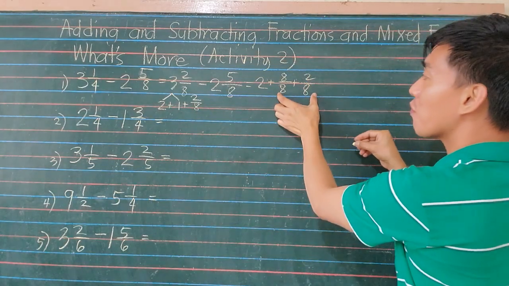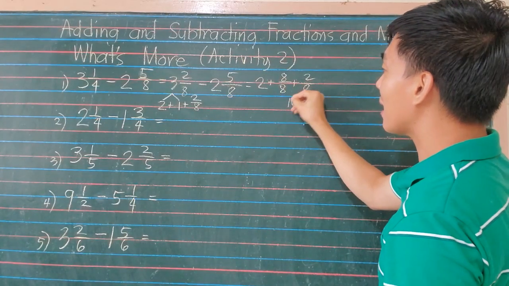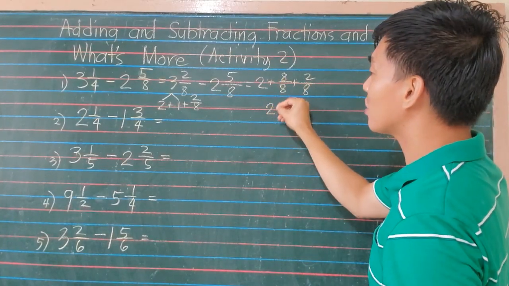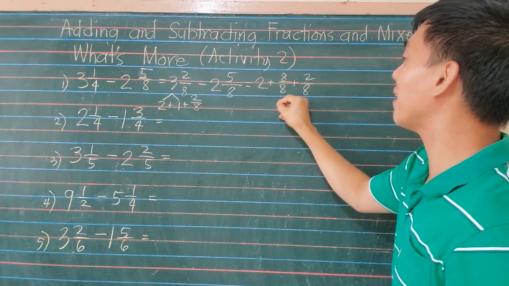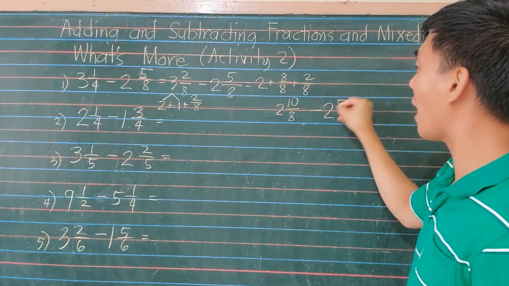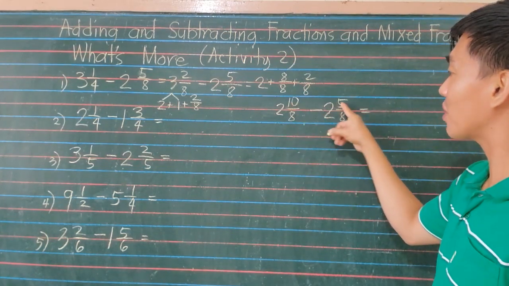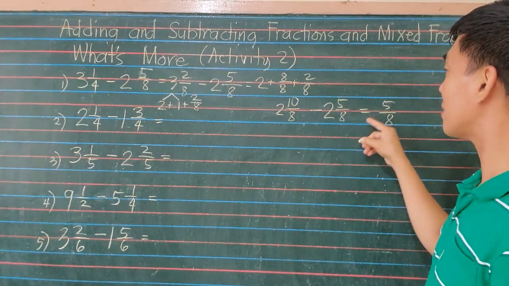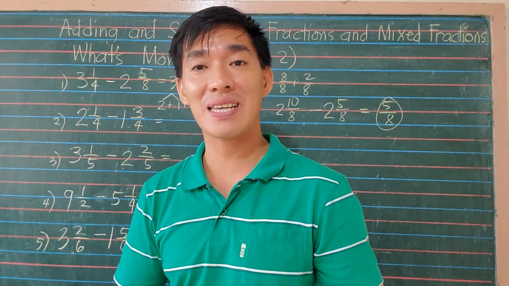So it would be easier for me to combine these two, which will give me 10/8. I will just copy 8 and add a numerator, then 2. Okay? So that is 2 and 10/8. Then I will now subtract 2 and 5/8 here. So what will happen is 10 minus 5 is 5. Copy the denominator 8. Then 2 minus 2 is 0. So your final answer is 5/8 for the item number 1.